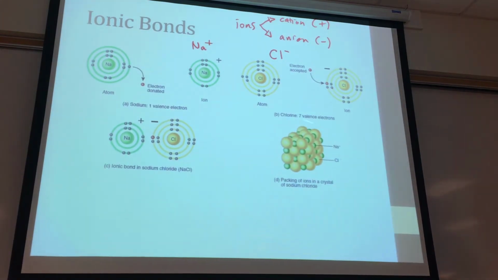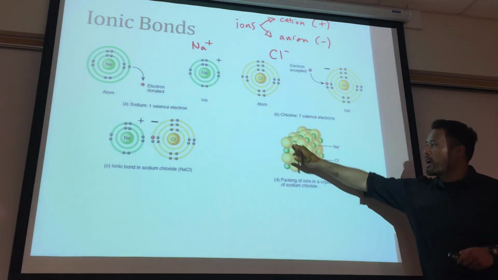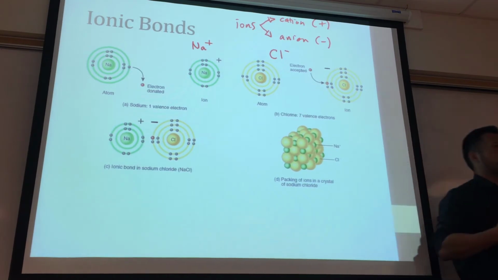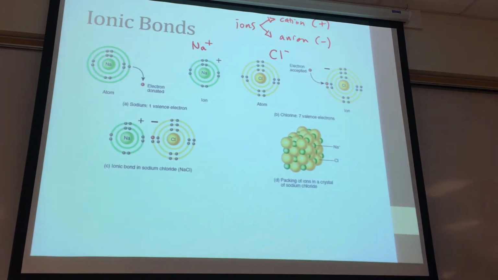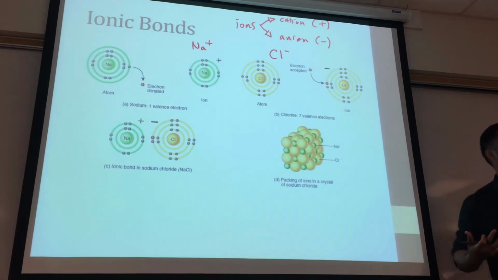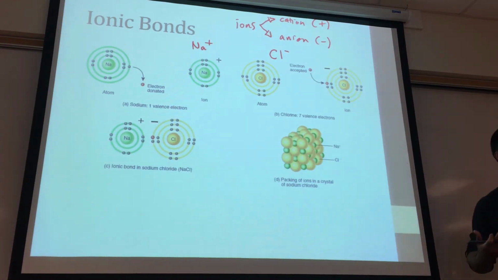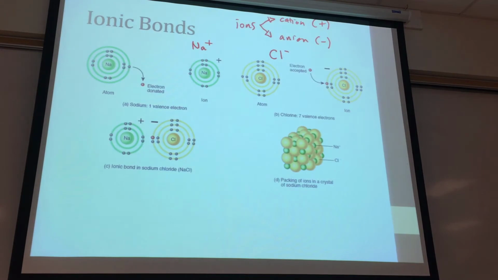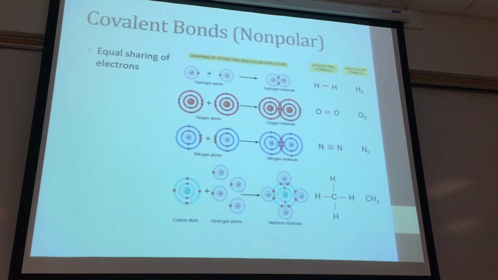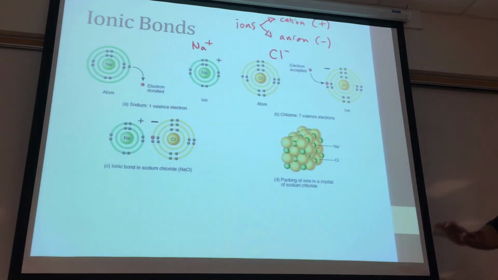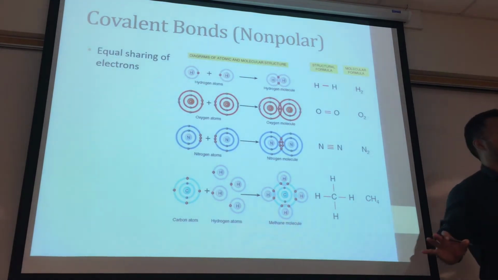And if you were to take a look at a bunch of sodium and chlorine atoms, they just happen to kind of attract each other and kind of cluster together. So this would be sodium chloride, which you might already know is table salt. It's exactly what it is. So that's ionic bond. On the other hand, we have something called covalent bonds.